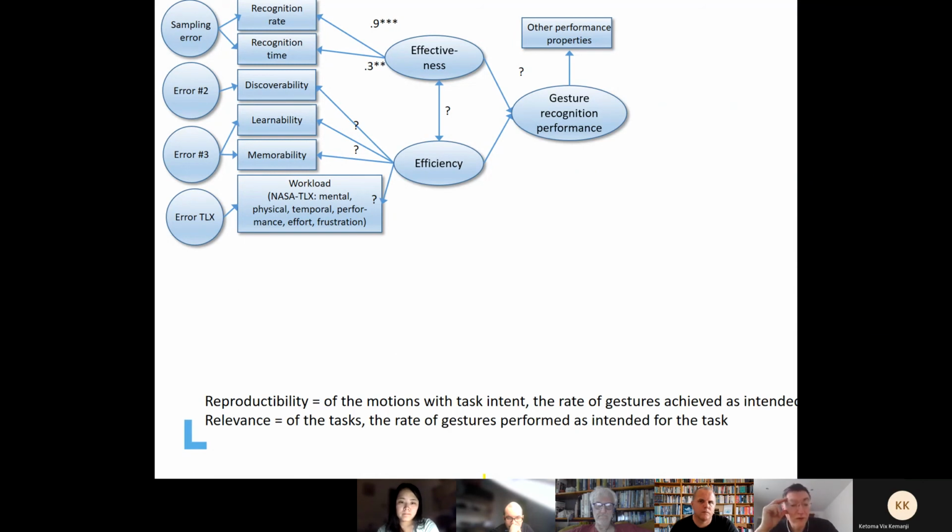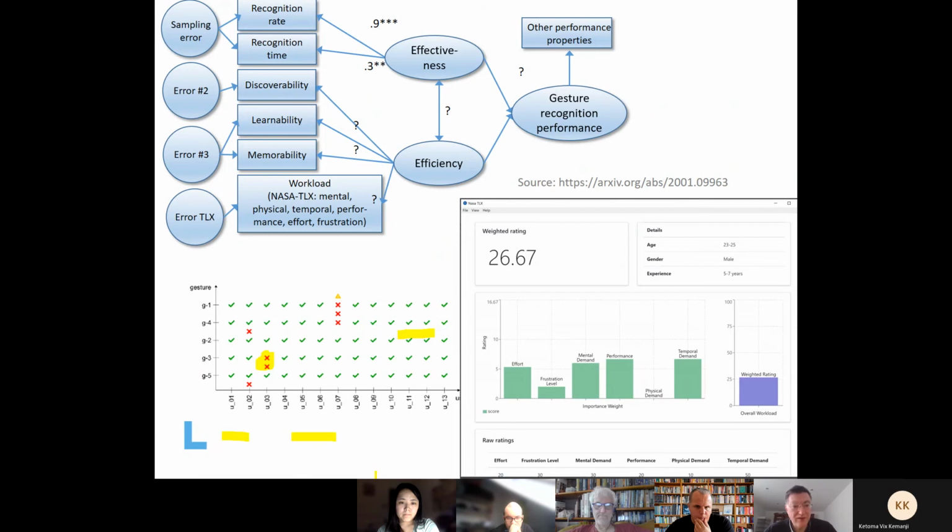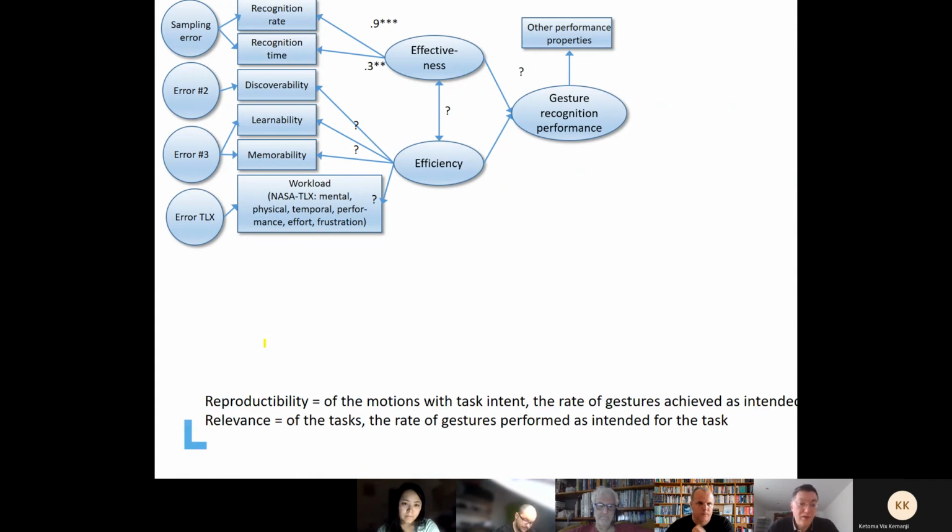Recently, I also discovered two other properties, which look a little bit like, as I said here in this example, where there is a discrepancy between the intended gesture and the recognized gesture. So what they say is that they measure two metrics. First, the reproducibility, which means that of the gestures with task intent, the rate of gestures achieved as intended is the ratio of that. So if the user has properly issued the right gesture, then this reproducibility rate estimates the ratio between the intended gestures and the total amount of produced gestures.